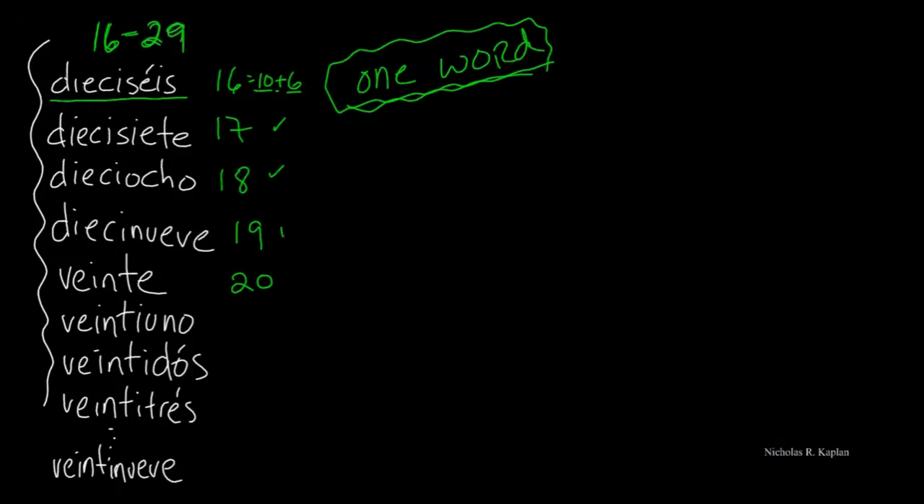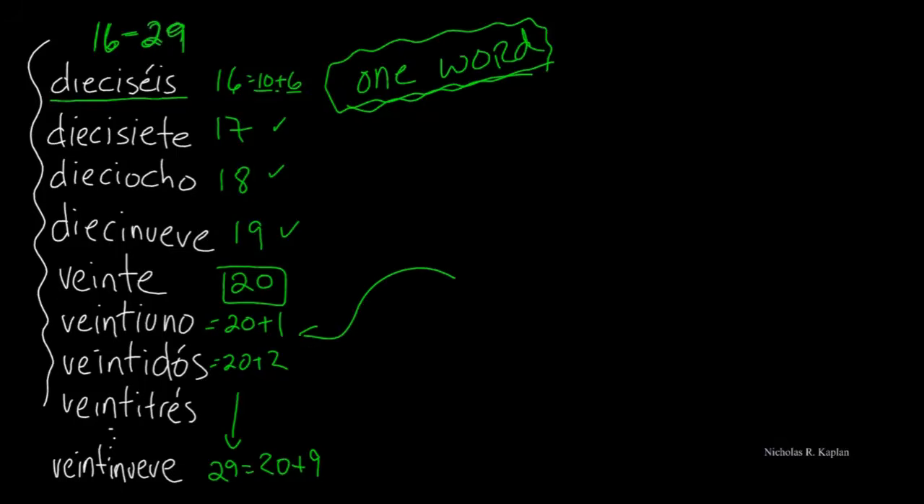17, 18, 19, and then we get to 20. And again, we're going to write these as one word. 20 plus 1 for 21. 20 plus 2 for 22. All the way down to 29, which would be 20 plus 9. There is, however, when we're working with these set of numbers, one exception to the rule, and that's going to be when we're working with the number 21.